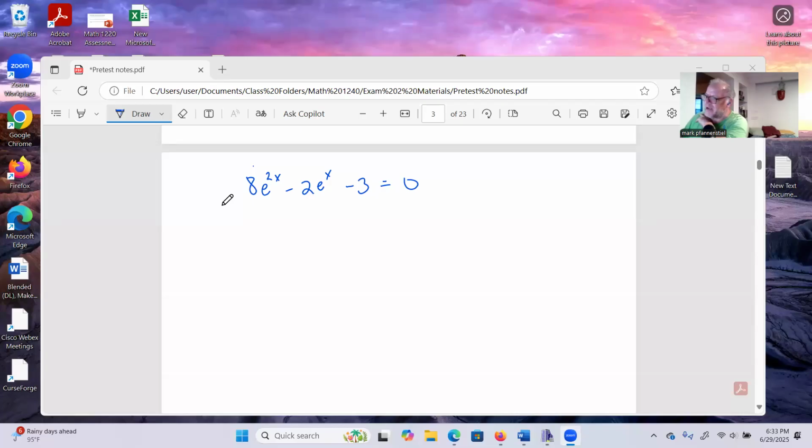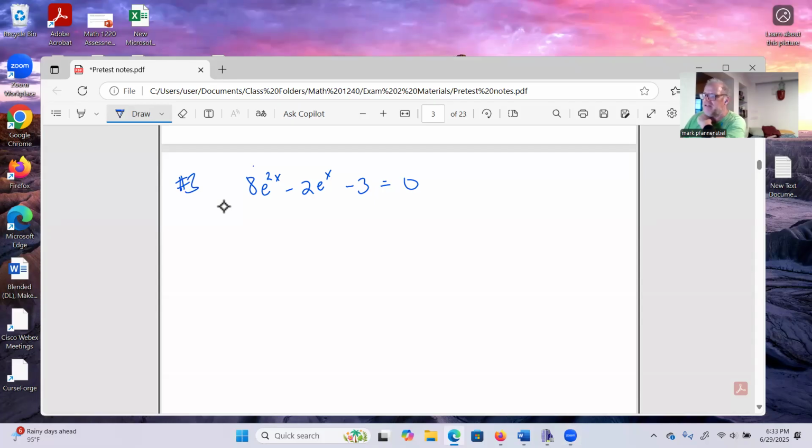All right, welcome back to pre-calculus. We are looking at problem number 3 on the pretest. We have a nice exponential equation: 8e^(2x) - 2e^x - 3 = 0. Let's go ahead and sort this thing out.